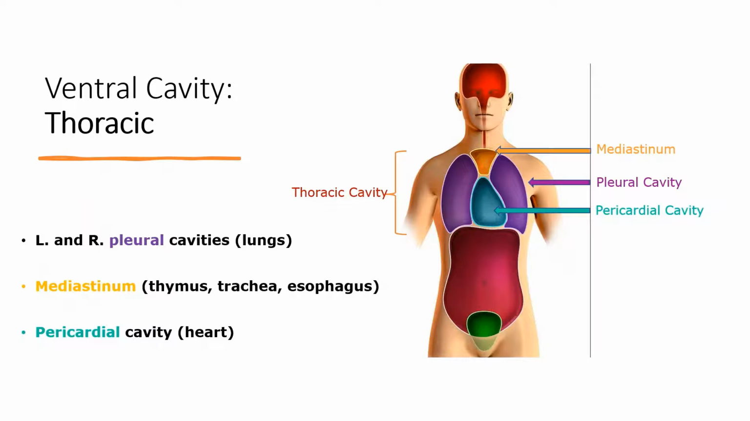Peri is a word that means around. If something is peri, it means around. So pericardial literally means it's around the heart. And that is what is inside of it, the heart. Thoracic cavity. Three divisions: mediastinum, pleural, pericardial.